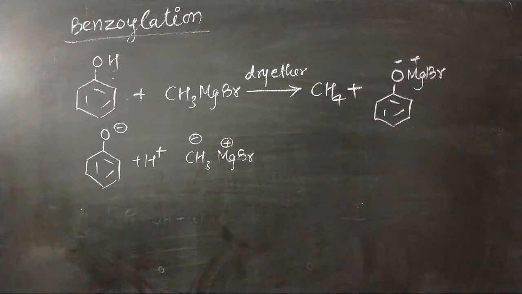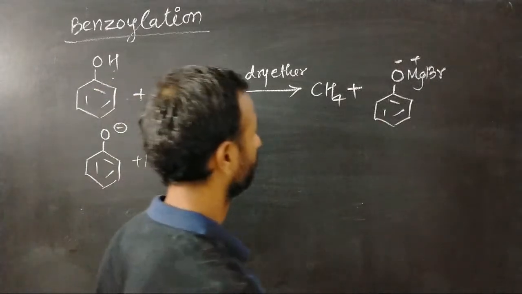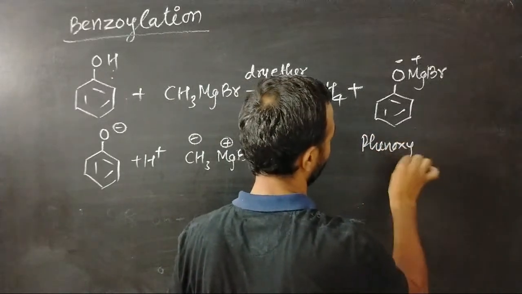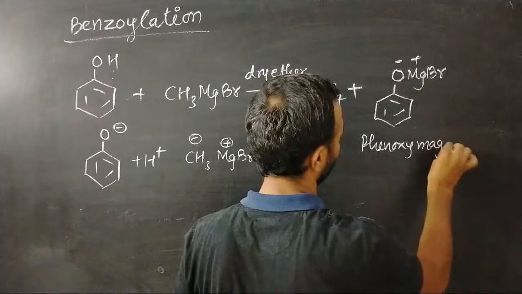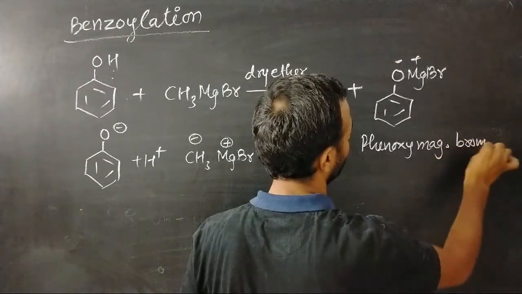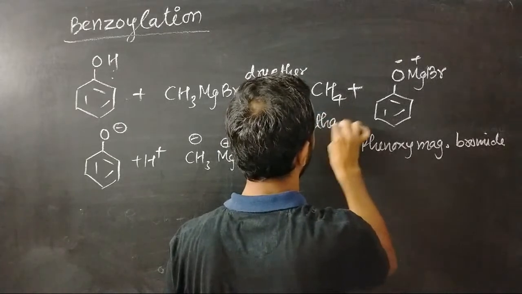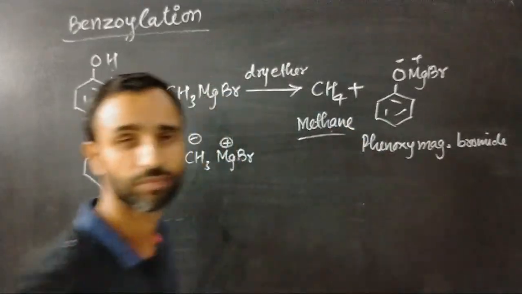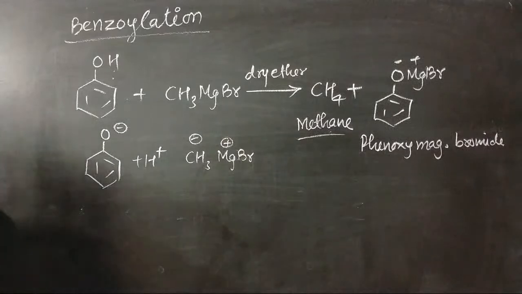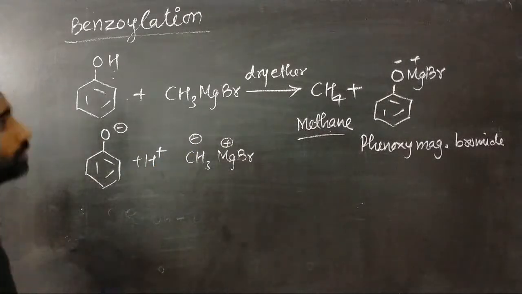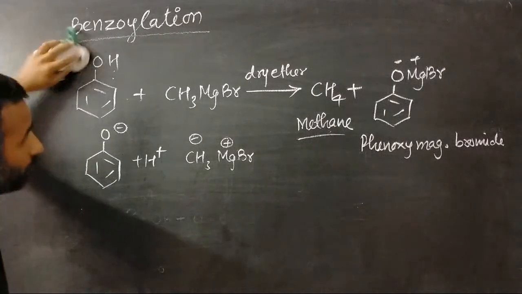Phenoxy magnesium bromide, okay, along with a hydrocarbon, along with methane. Okay, this is the product formed. Done.